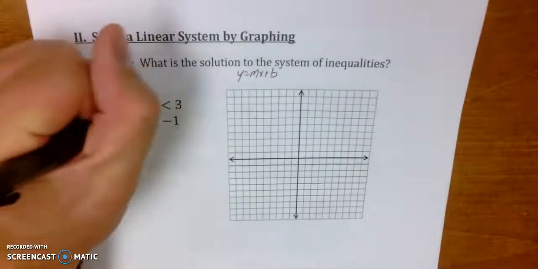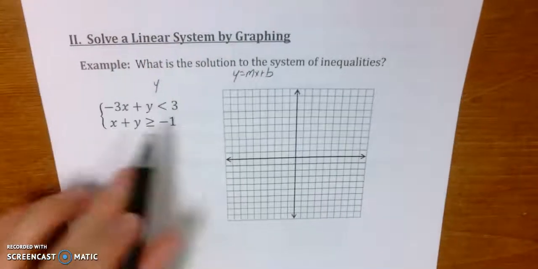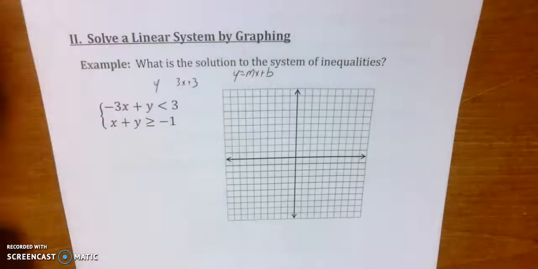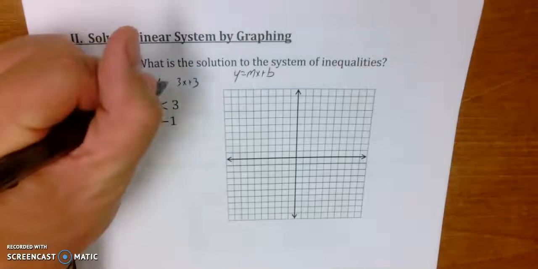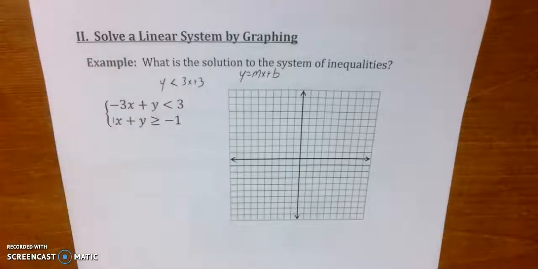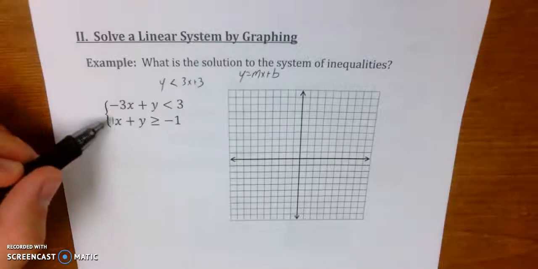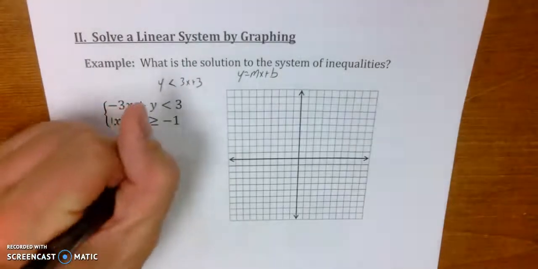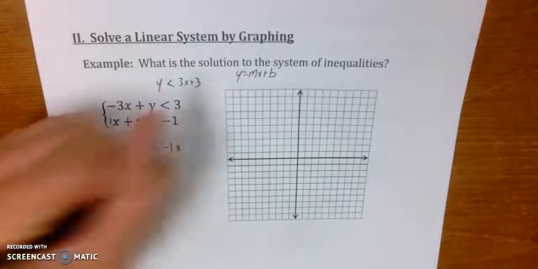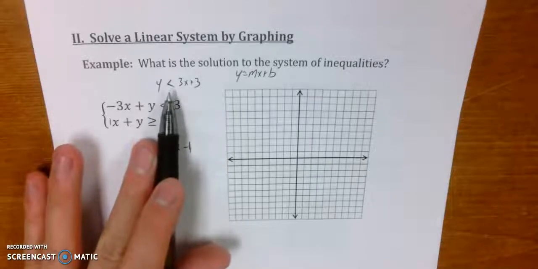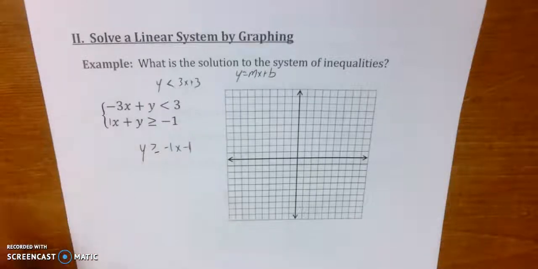For the first one, to get y by itself, well, I just need to move this 3x to the other side. So I could add 3x to each side. So this would be 3x plus 3. And I didn't need to divide by a negative anywhere, so that just stays as less than. Down here, I'll move that 1x. Remember, there's an invisible 1 next to the x, so we're going to move that to the other side. This becomes y greater than or equal to negative 1x minus 1. So with this first line, there's no underline there, so I'm going to be using a dotted line, and it's a less than, so I'm going to shade below it.